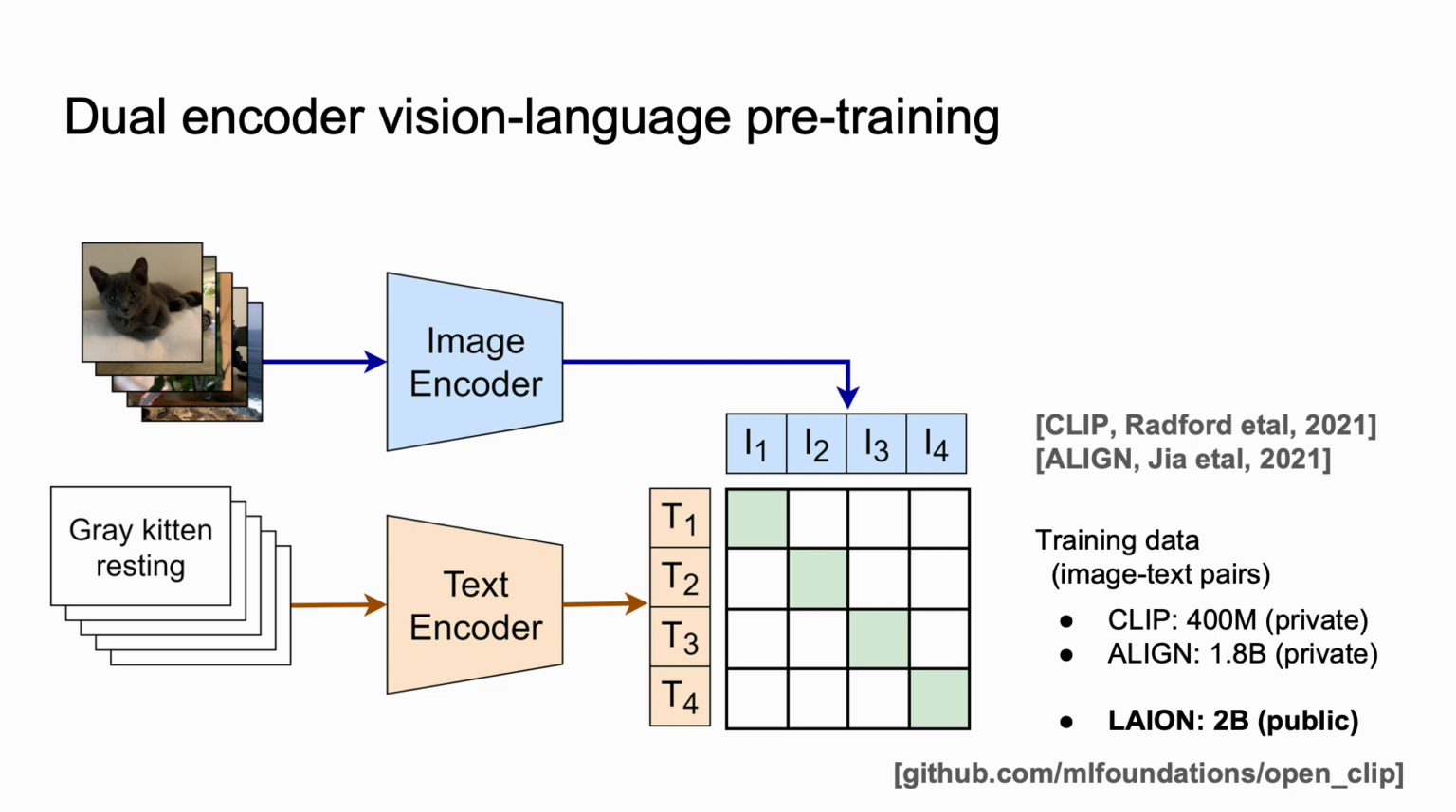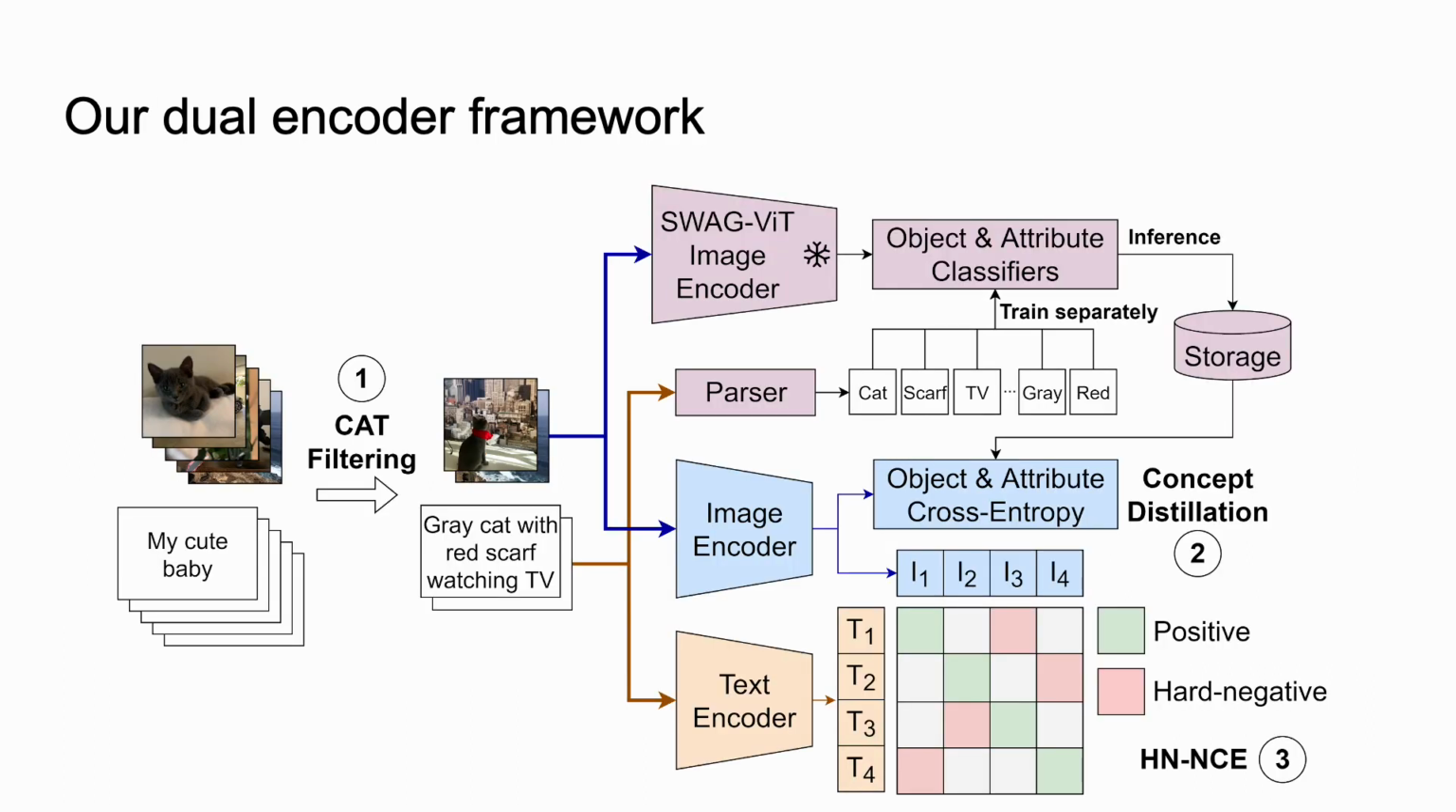Vision language models like CLIP, trained with contrastive learning on large scale noisy data, are becoming increasingly popular for zero-shot recognition problems. In our work, we improve three aspects of the contrastive pre-training pipeline.